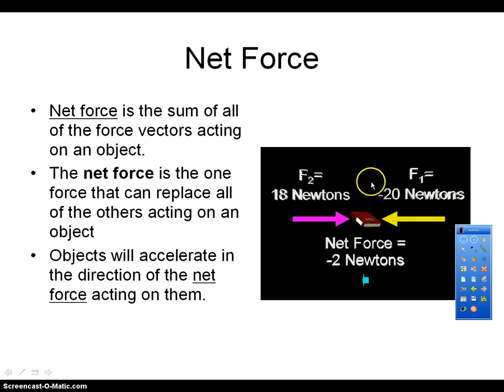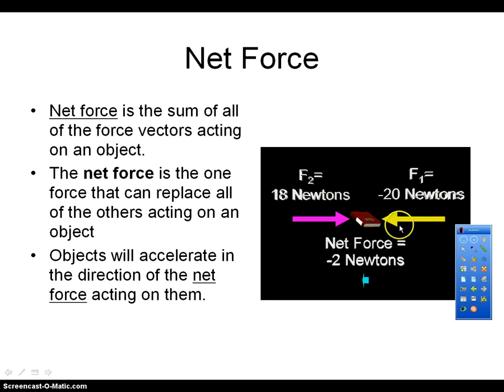We could say that the net force is the one force that replaces all the others acting on the object. I could take away the pink and the yellow force here and replace them with just a blue force acting on this book, and that would have the same effect. The book wouldn't know the difference. It sees that negative 2 newtons as the same as 18 and negative 20 together.